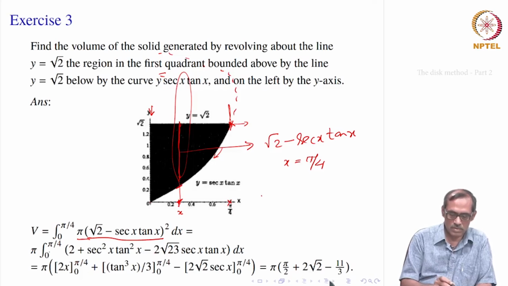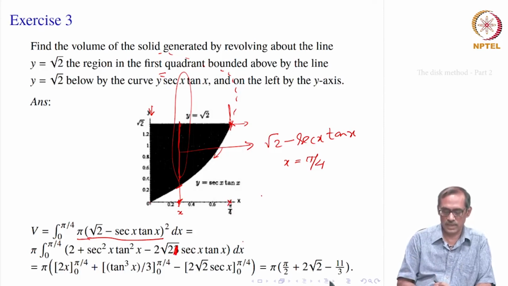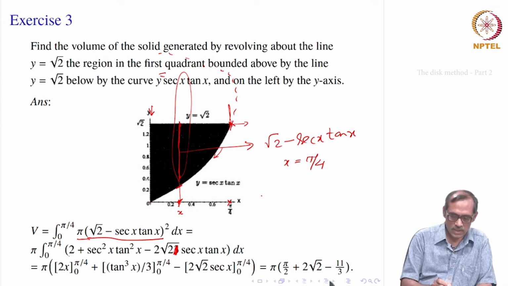So, pi goes out, 0 to pi by 4 remains, and we expand (root 2 minus sec x tan x) square, which gives 2 plus sec square x tan square x minus 2 root 2 secant x tan x dx. Now, we integrate. Integration of 2 is 2x, integration of sec square x tan square x gives you tan cubed x by 3. How is it?